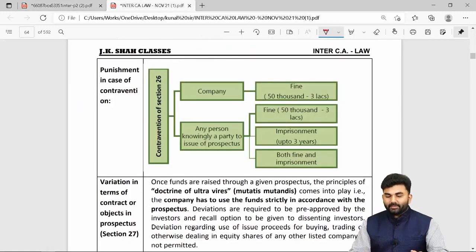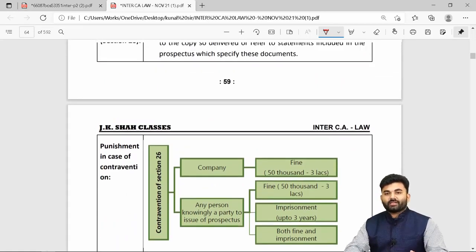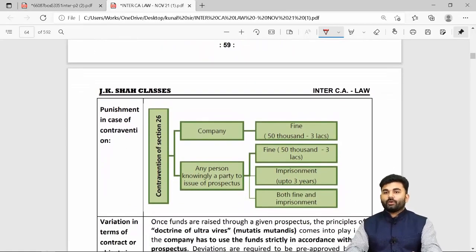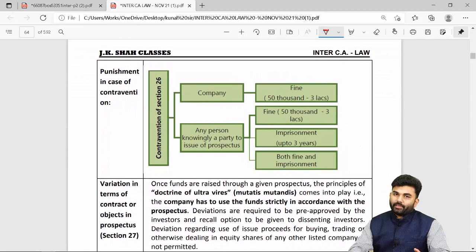Okay. See, on page number 60, the provision is actually about section number 26, which is towards prospectus and allotment of securities.